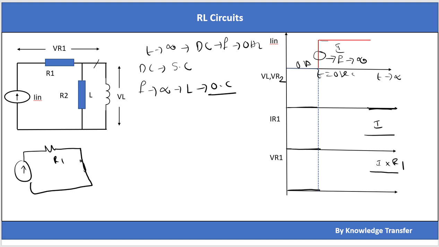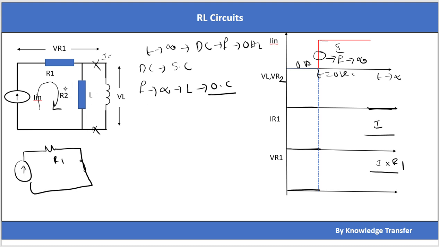Yes, even if I disconnect these two terminals, there is a path here through R1 and R2, so the current can flow through R1 and R2. There is no need for the inductor to allow the current to flow, because even if I open this one, that means the current through the inductor is 0. There is a current flow through R1 and R2.